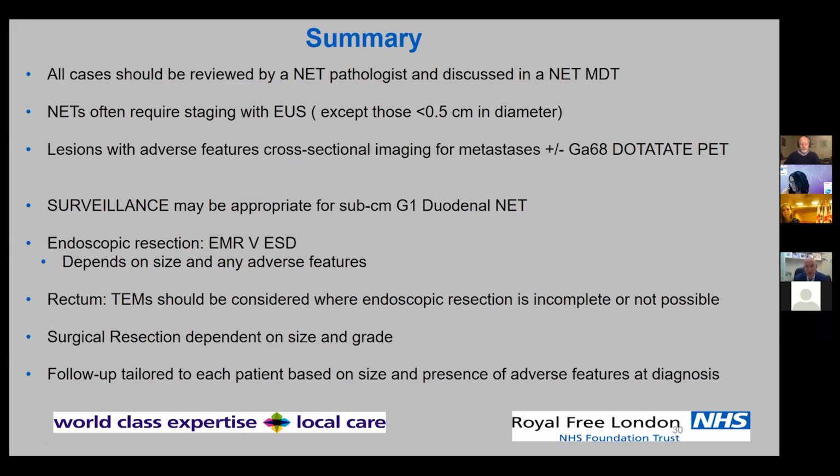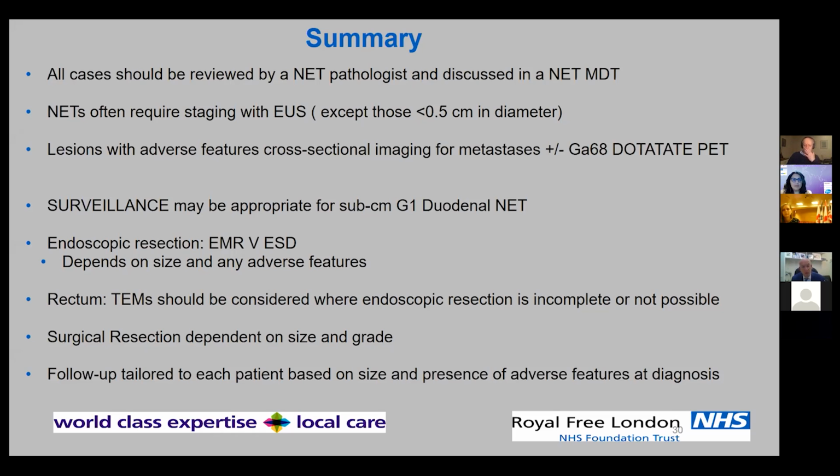Often patients require staging, except for those probably less than 0.5 centimeters in diameter. Endoscopic ultrasound is very helpful. Occasionally, in terms of that staging, the Gallium PET scan is very important, particularly for polyps over 1 centimeter, and definitely for 2 centimeters in size. Surveillance on its own may be appropriate for sub 1 centimeter polyps in the stomach and duodenum if you know the biology of them is low grade.